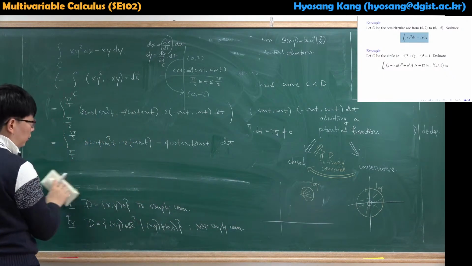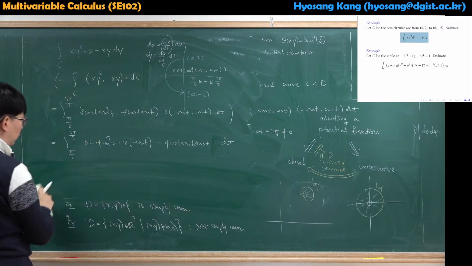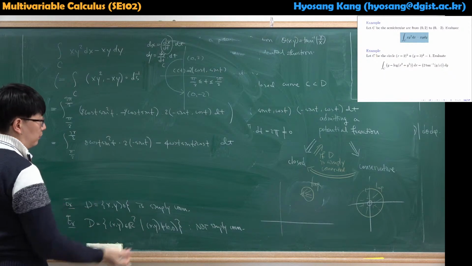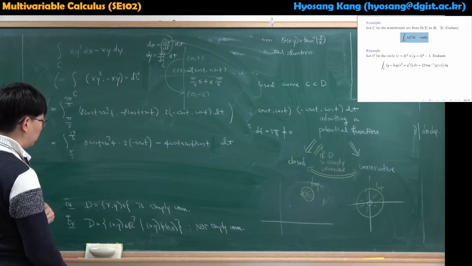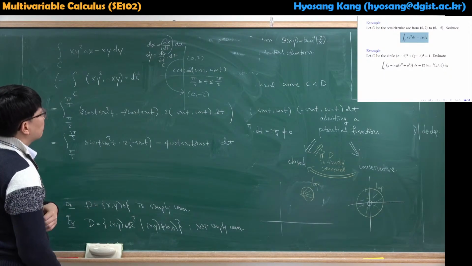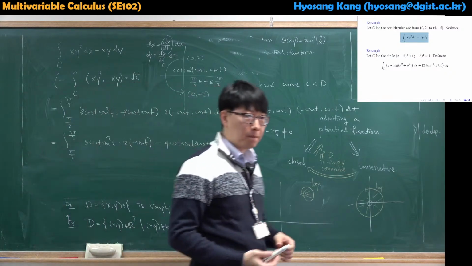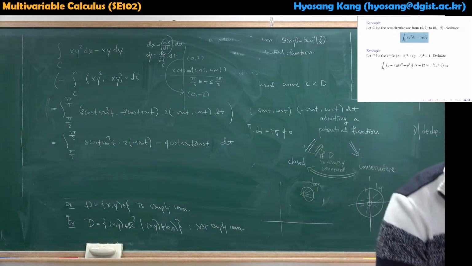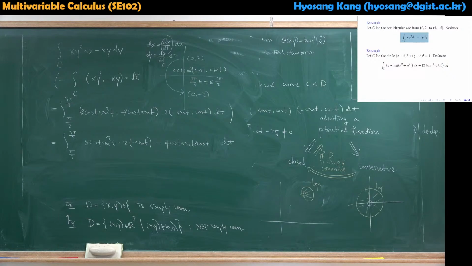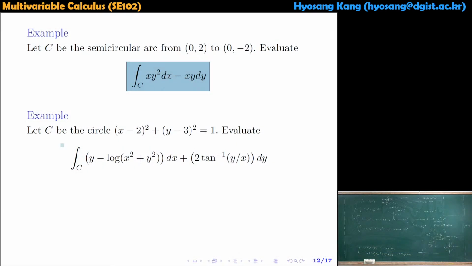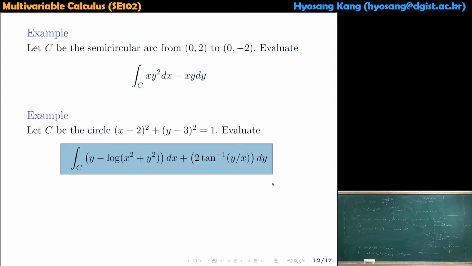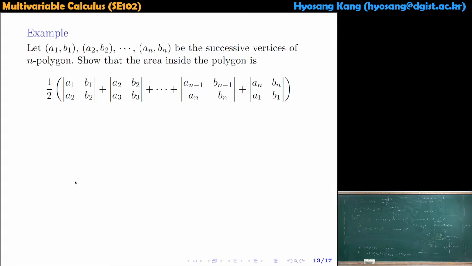So it's a long computation, but doable. You can do this by maybe some trigonometric properties. However, the next example is hopeless. You cannot do it by parameterization, so you need Green's theorem. We will do this next time.